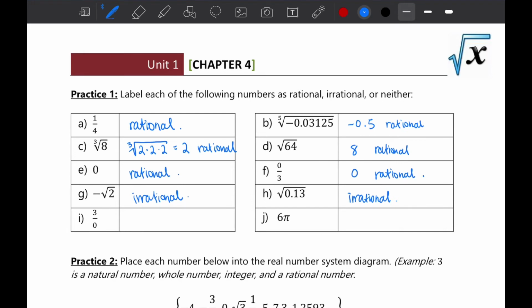Part I, 3 divided by 0 is a special case because any number divided by 0 is undefined. So we can say it's neither rational or irrational. Lastly, part J. 6 times pi, because pi is irrational, 6 times pi has to be irrational.